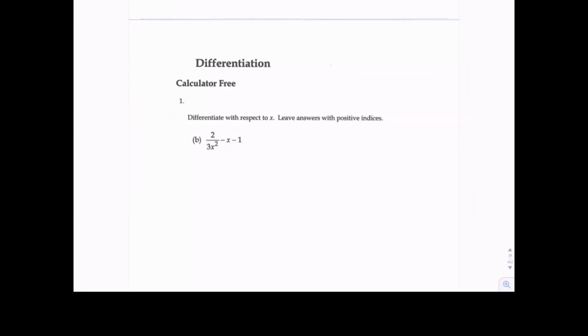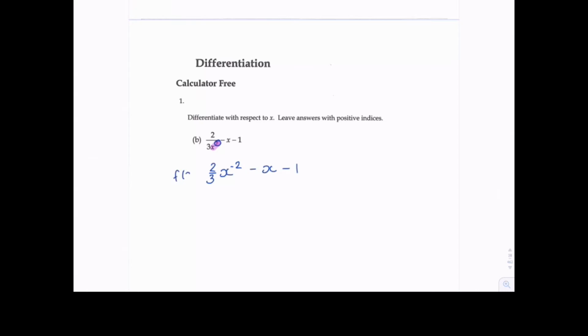Okay, let's try question B. So we have to differentiate this. The first thing we need to do is bring this indice to the top. Okay, so remember when we bring a polynomial or number with an indice to the numerator, we change the sign of that indice. So we have 2 on 3, x to the minus 2, minus x minus 1.